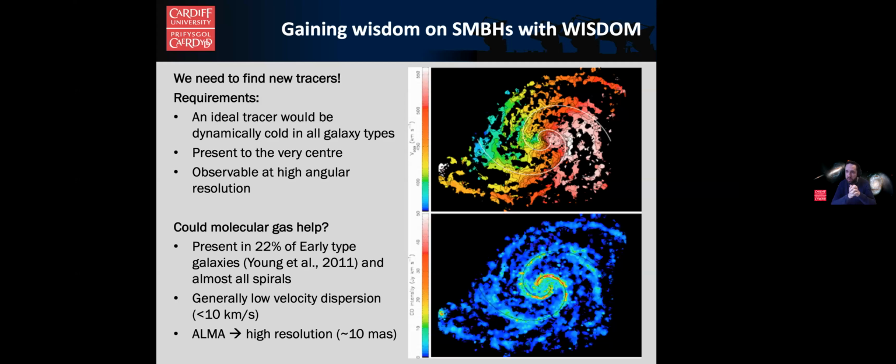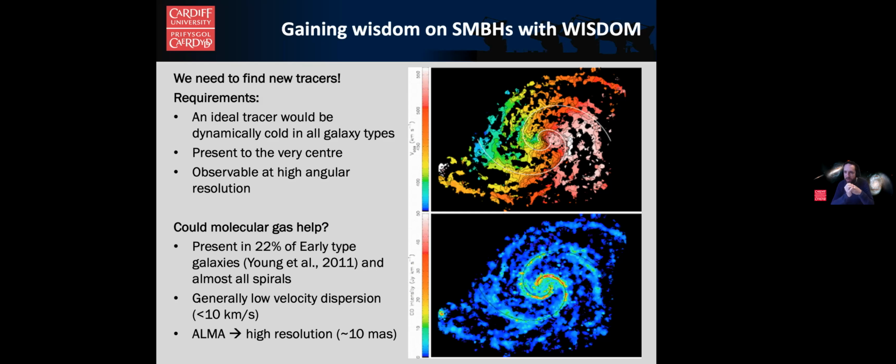So you don't have to model lots of complicated dispersion-supported kinematic components. You'd want it to be present to the very center of the galaxy, so you can trace that nice Keplerian part of the rotation curve around the black hole. And you want it to be observable at high angular resolution. That's obviously crucial to be able to resolve those areas. Molecular gas meets all of those things.